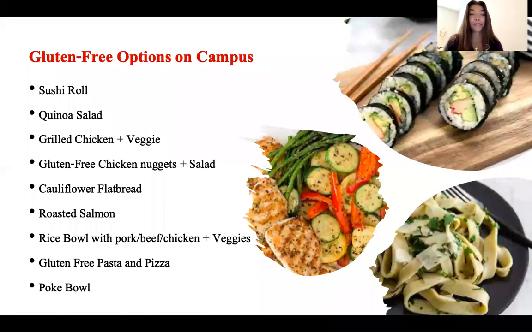And luckily, Duke offers so many different gluten-free options on campus. So if you are gluten-free, they are available. You can have a sushi roll at Gyutaku or quinoa salad, grilled chicken and veggies, gluten-free chicken nuggets are offered, a cauliflower flatbread, roasted salmon, a rice bowl with protein and veggies, gluten-free pasta and pizza at Il Forno, or a poke bowl. So many great options that are not limiting your experience here at Duke in the dining areas.